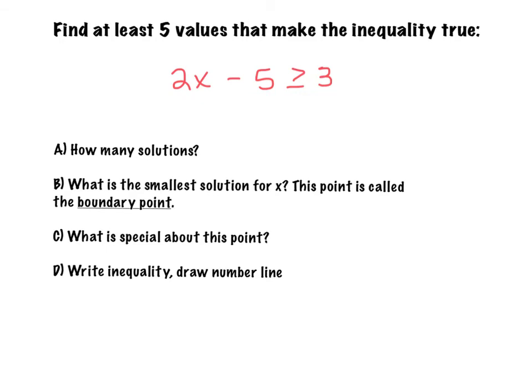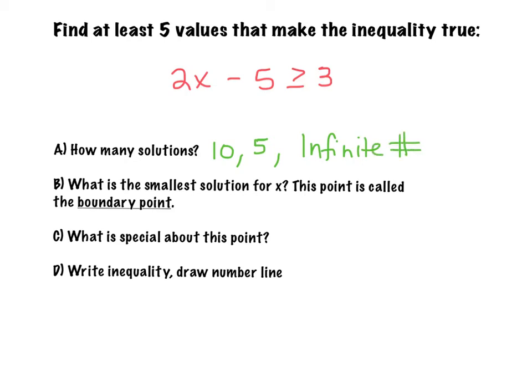All right, so you should have found some numbers. I could have said 10. If I did this, 2 times 10, that's 20. Take away 5 is 15. That is bigger than 3. Okay, so I know 10 works. I'm sure you came up with some more. I could do 5. 2 times 5 is 10, minus 5 is 5. That's bigger than 3, so that works. Now, there's a lot of numbers that work. There's actually an infinite number of solutions.